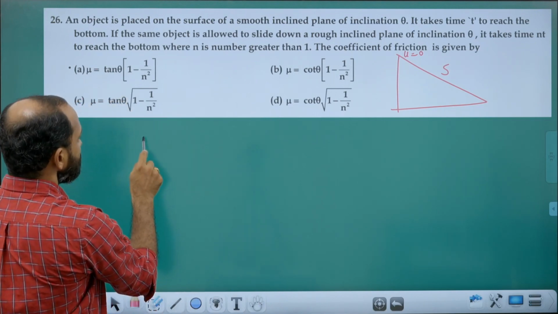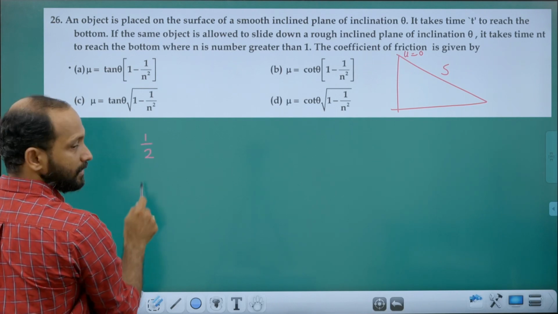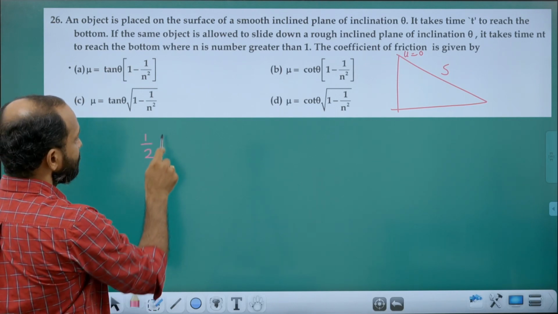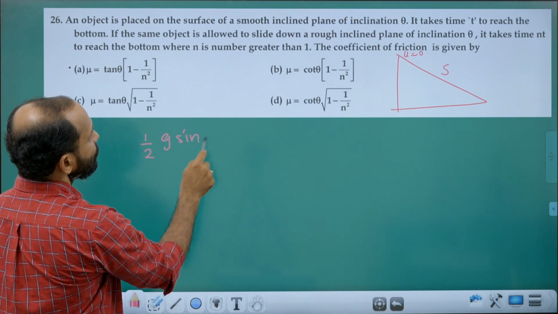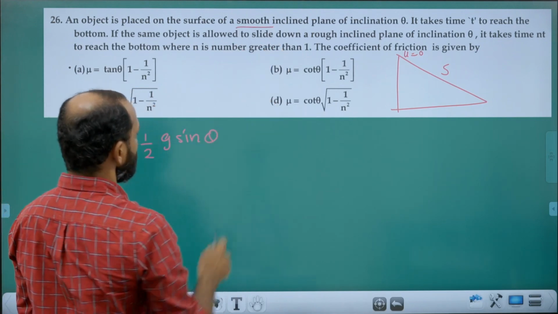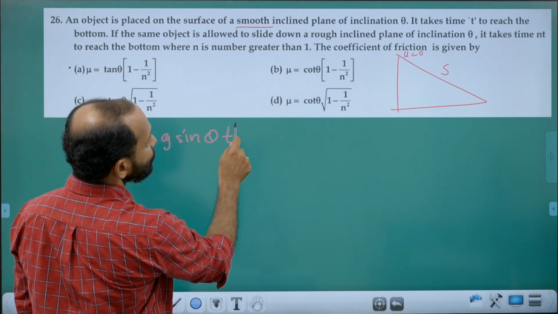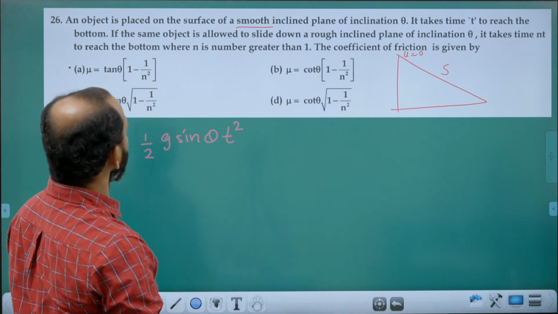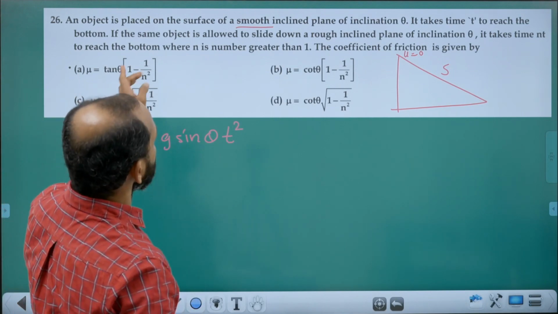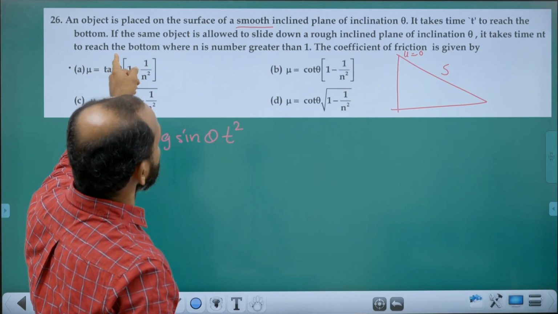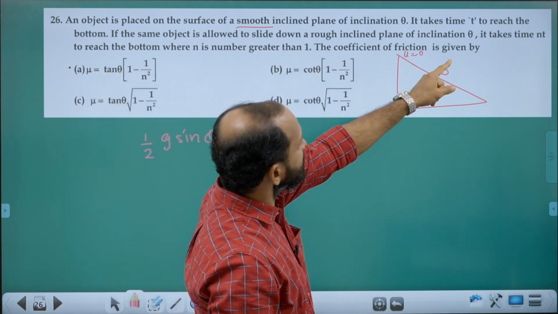So what is that s? Half times a. What is a here? a is g sine theta because there is no friction. It is given frictionless. So s = half g sine theta into t square. It takes time t seconds to reach the bottom.